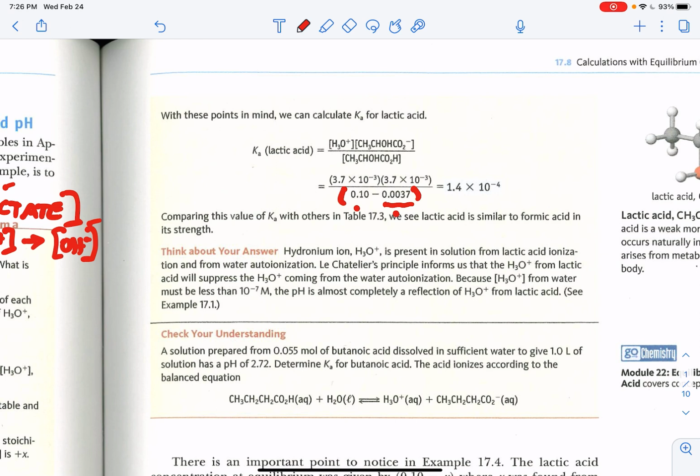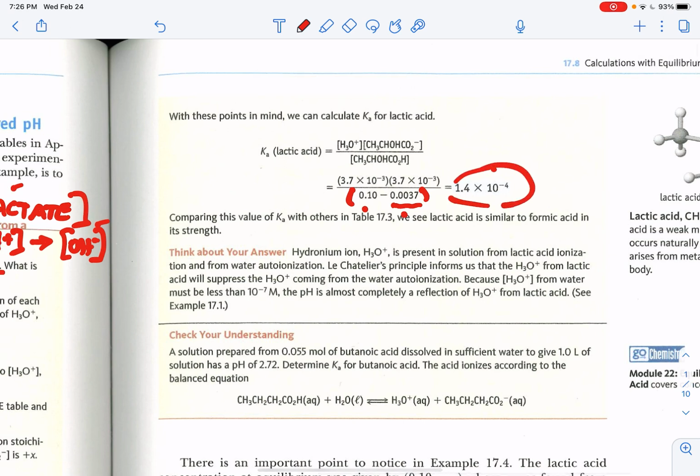Here's another clue. If you look at the K value that you eventually calculate, and if you multiply it by a factor of 100, you get 1.4 times 10 to the minus 2. And that's really, really close to your original concentration, which is 1 times 10 to the minus 1. Another reason for taking it into consideration when you subtract.